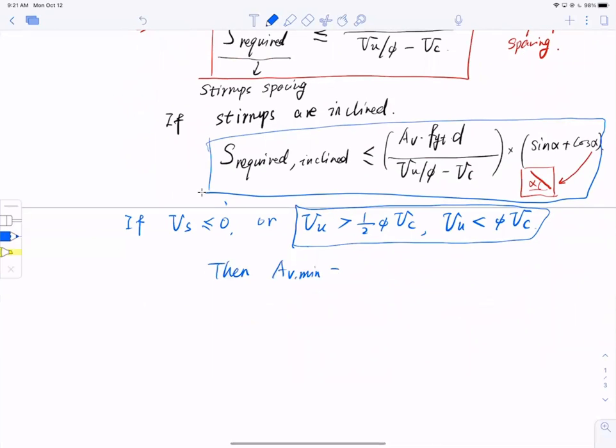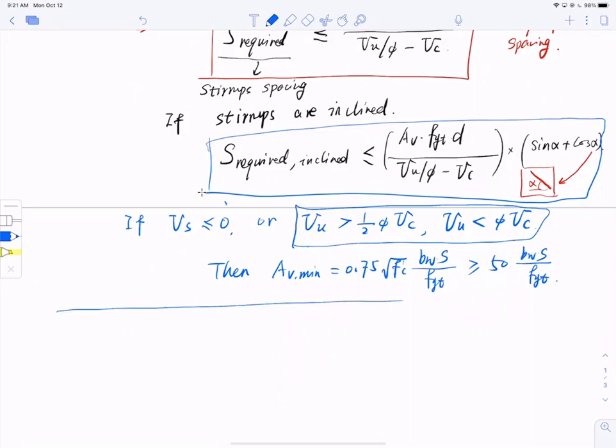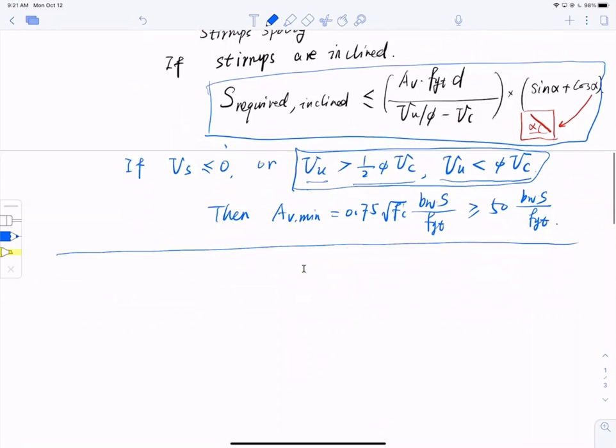We wrote this before, equal to 0.75 square root of F prime C, BWS divided by FYT. And this has to be bigger than or equal to 50 BWS divided by FYT. So that is if the concrete is enough, but still VU has to be bigger than half of VC. Use this equation for the minimum reinforcement.